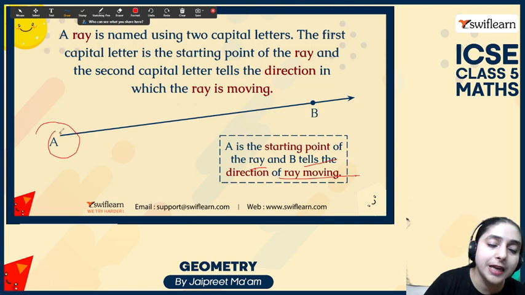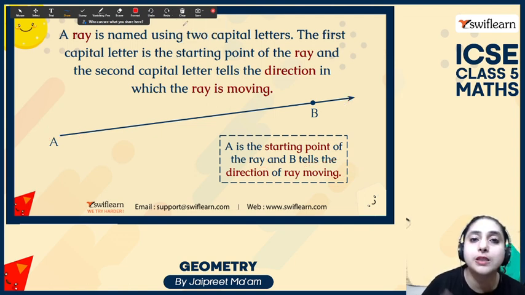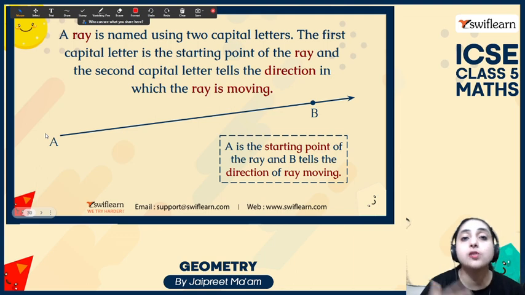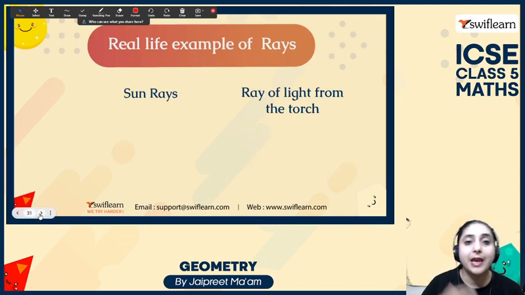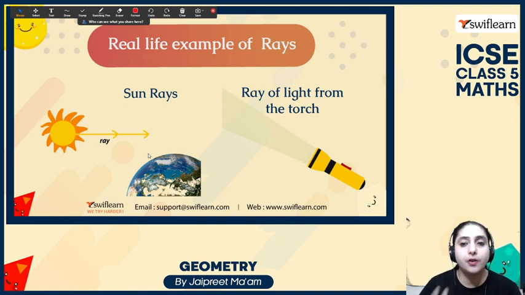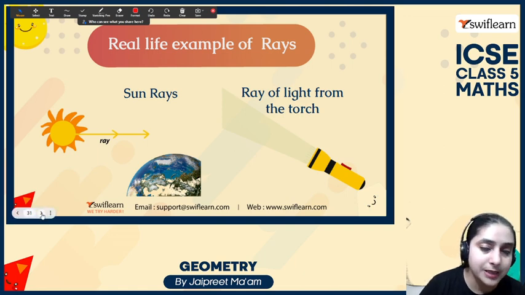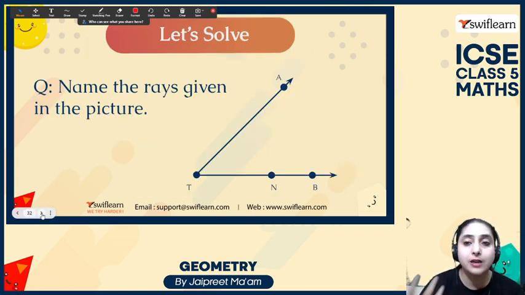So if we take A as a point and this is going, actually the arrow is this side, this is telling us the direction it is going. So point A is the origin of ray AB. Some real examples, as we have already discussed the sun rays, are a ray of light from a torch, a lighthouse, and many other examples. So think again and answer.